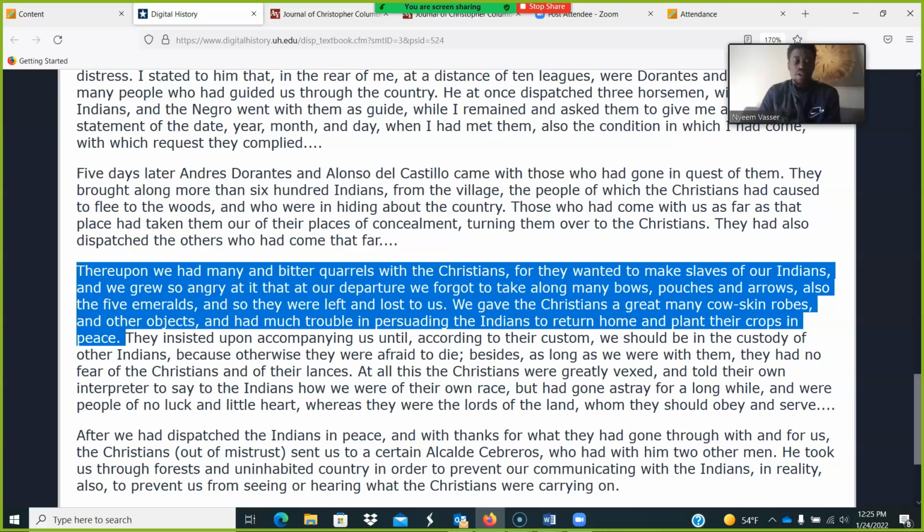Thereupon we had many and bitter quarrels with the Christians, for they wanted to make slaves of our Indians, and we grew so angry at it that in our departure we forgot to take along many bows, pouches, and arrows, also the five emeralds, and so they were left and lost to us. We gave the Christians a great many cowskin robes and other objects, and had much trouble in persuading the Indians to return home and plant their crops in peace.